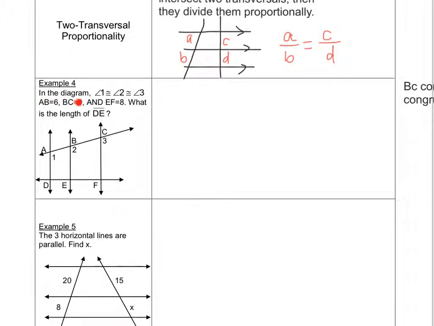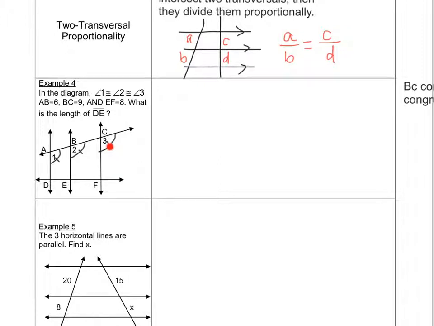In the diagram, angle 1 is congruent to angle 2 is congruent to angle 3. Let's mark that. Now all of these angles are to the right and down, so they're lower right, lower right, lower right. What type of angles are those? Angles that are all in the same location?